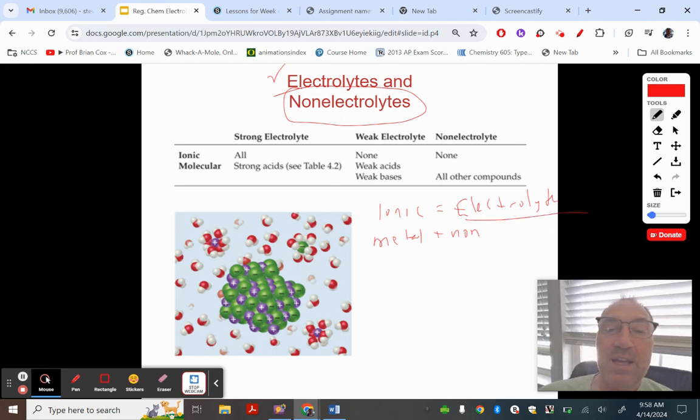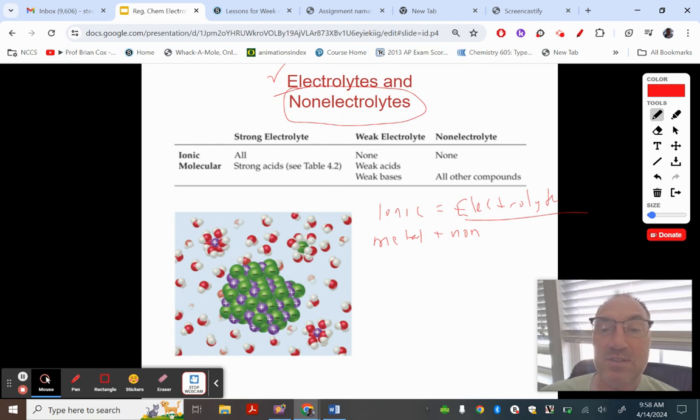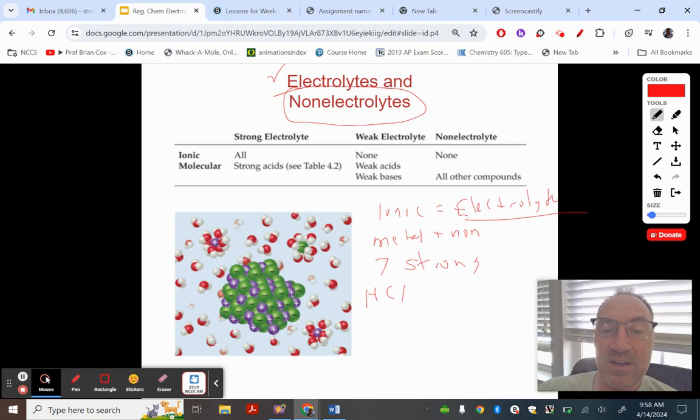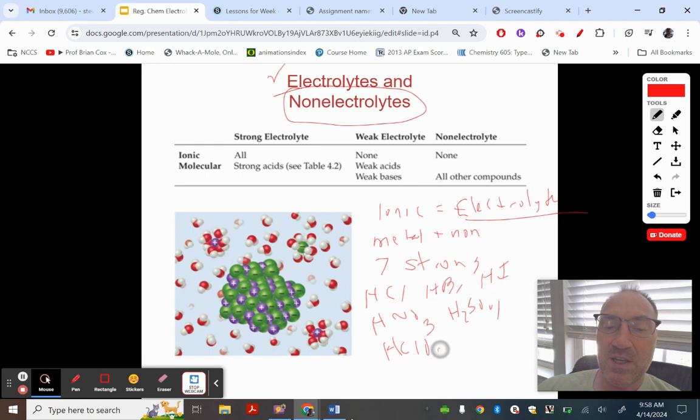And then if it's an ionic substance or a strong acid, there are 7 strong acids. I'm just going to write them out so you have them. Write these down because you're going to be asked about them. They're HCl, HBr, HI, HNO3, H2SO4, and the chlorate ones, HClO3 and HClO4.